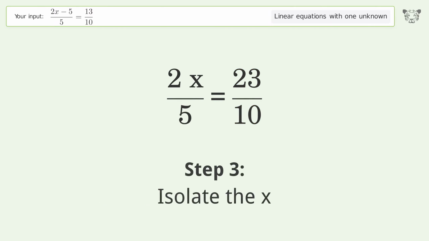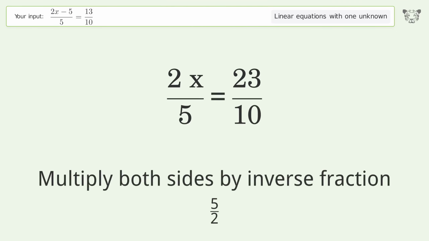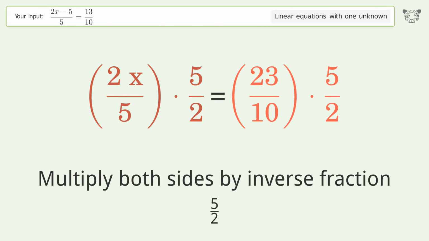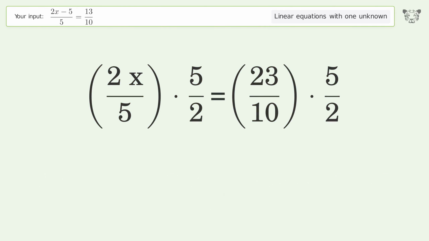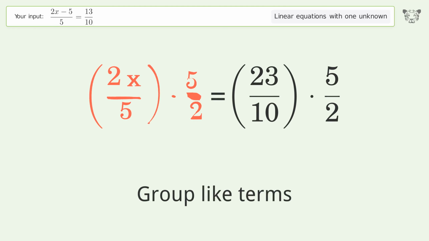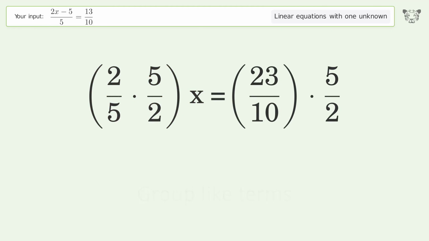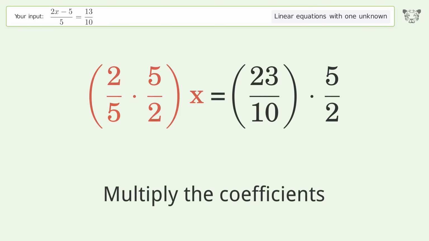Isolate the x. Multiply both sides by inverse fraction 5/2. Group like terms. Multiply the coefficients.